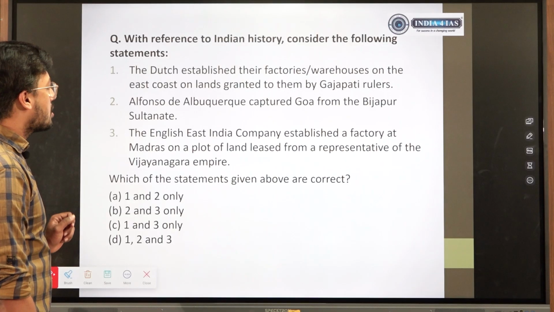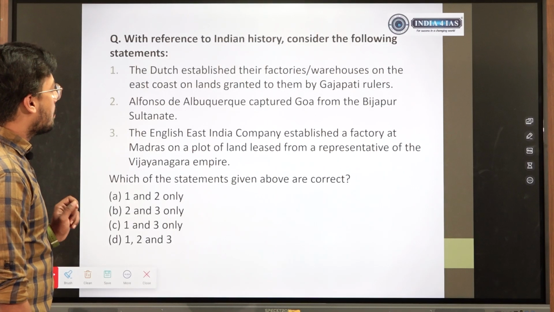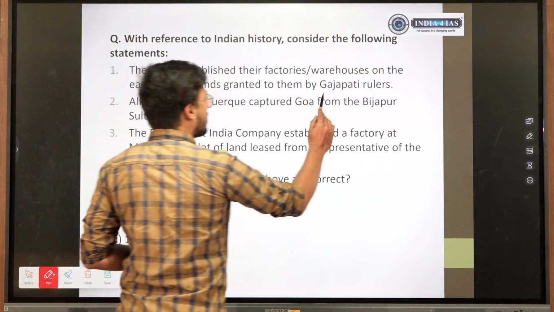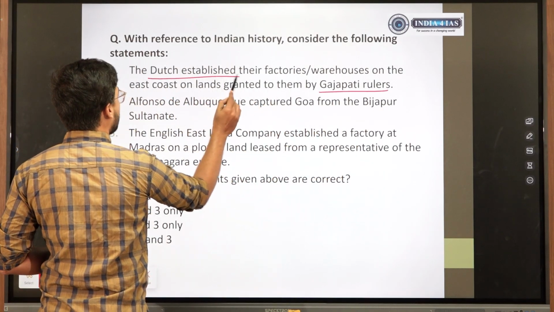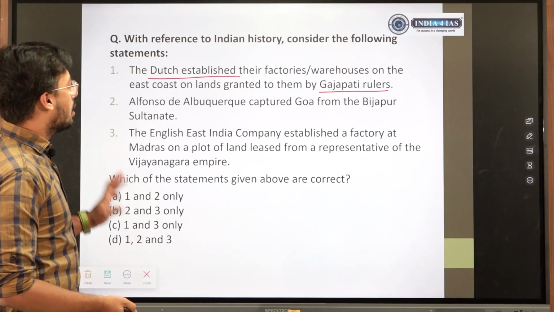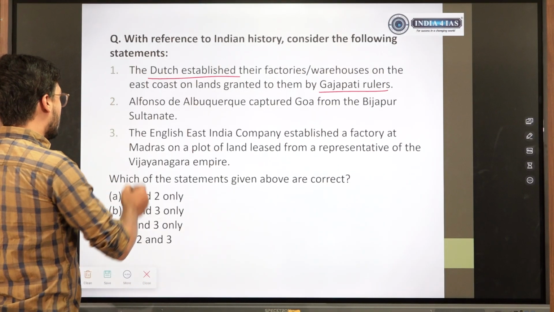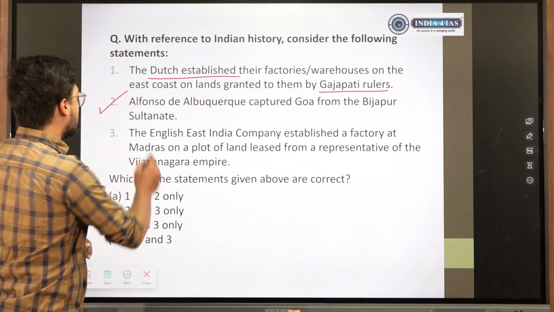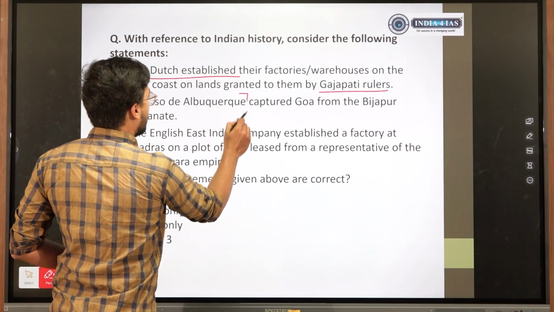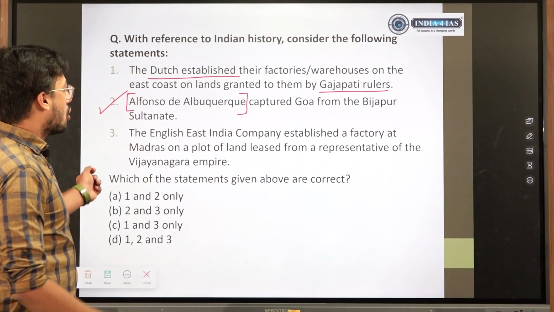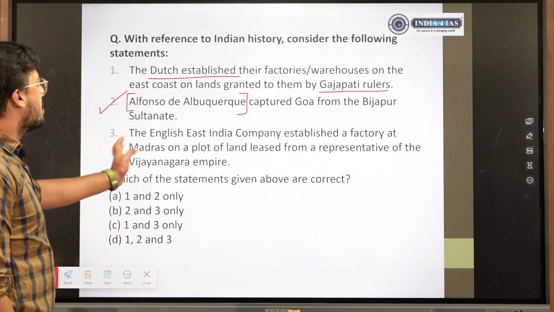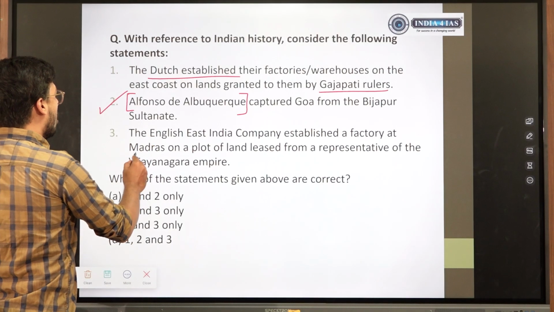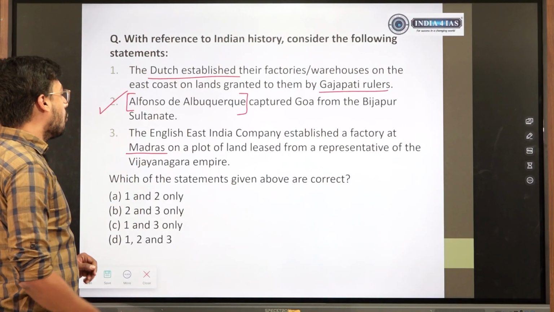Okay, a knowledge-based question. Let us see. The Dutch established their factories and warehouses on the eastern coast on lands granted by Gajapati rulers. Alfonso de Albuquerque captured Goa from the Bijapur Sultanate. See, the static part: Alfonso de Albuquerque is a famous personality and we should know this. The Portuguese settled in Goa, captured Goa from the Bijapur Sultanate, does make sense. The English East India Company established a factory in Madras on a plot of land leased from a representative of the Vijayanagara Empire.